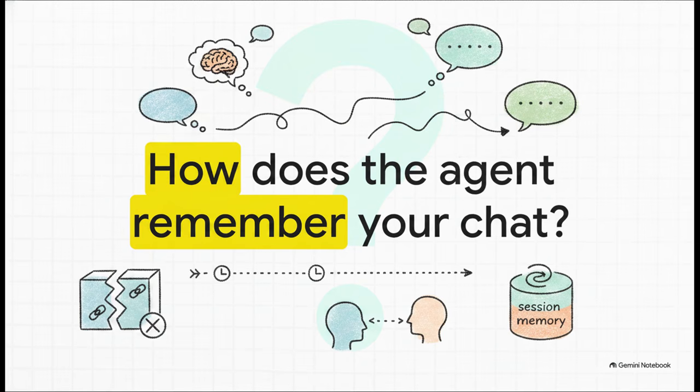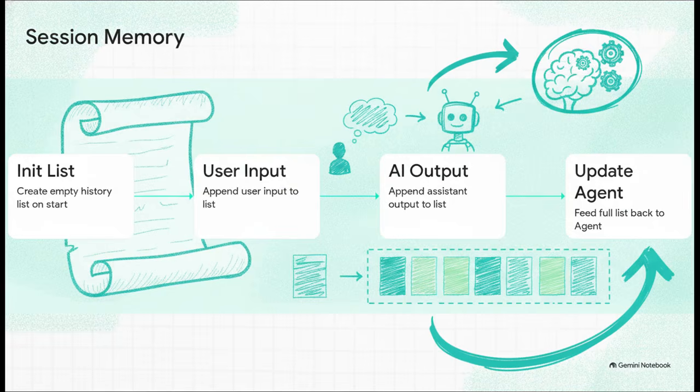So, how does the agent remember your conversation after, say, an hour of chatting? Well, to solve this, we've got to introduce session memory. We actually establish a stateful application by creating a running list, like an array, the exact moment the chat starts.